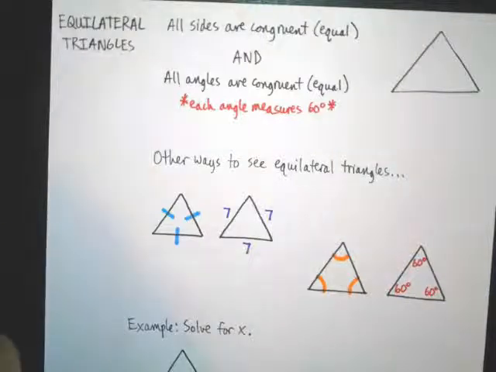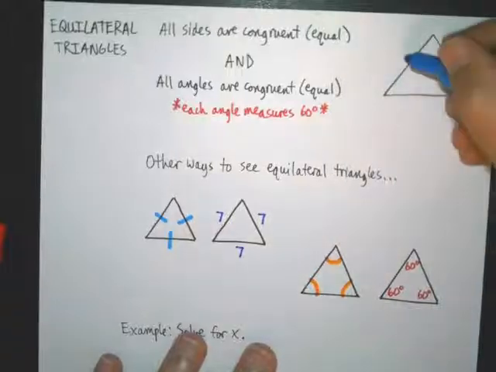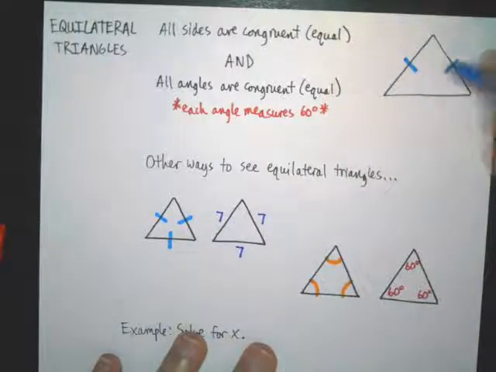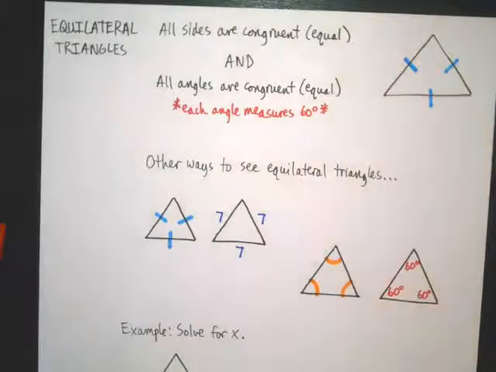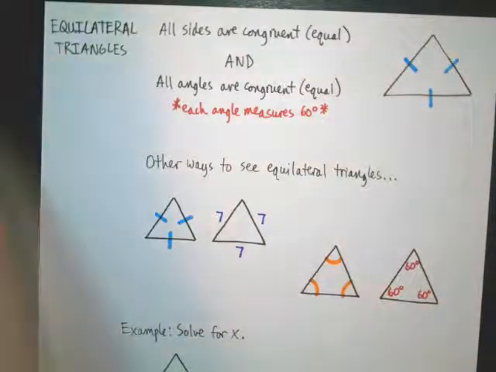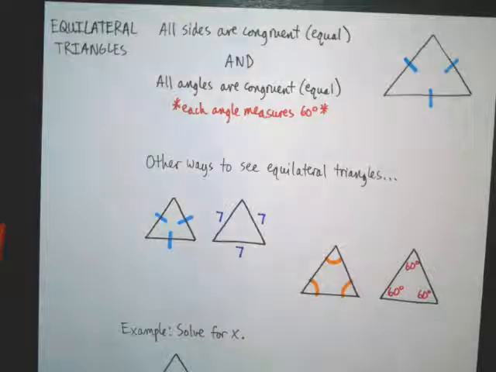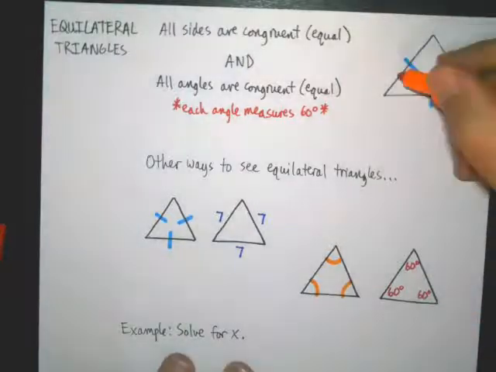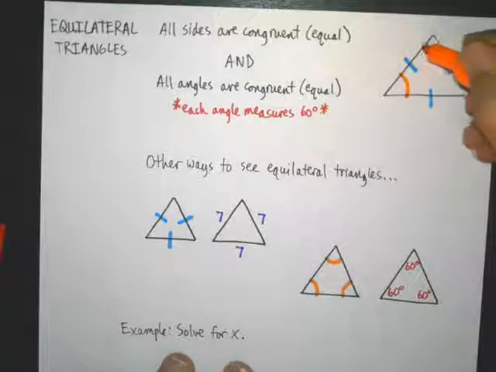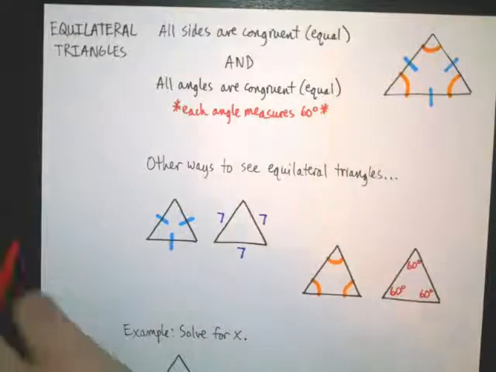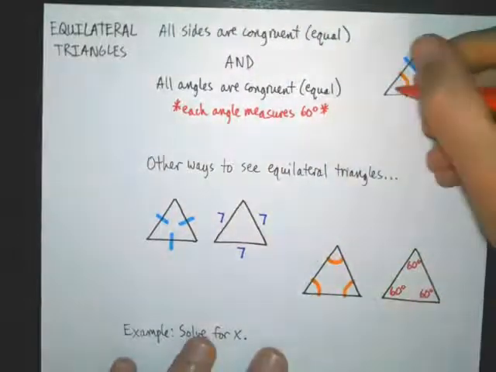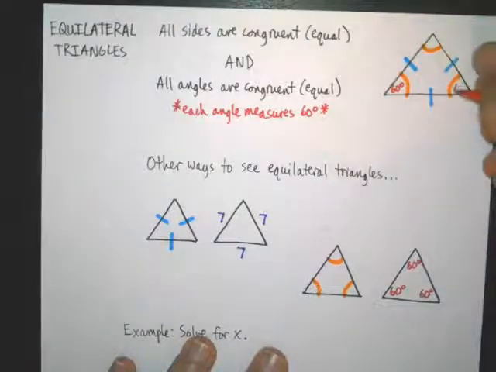So, on the picture of the equilateral triangle that we have, I'm going to put 3 tick marks so that we've got the congruent sides, and I am going to put a curve on each angle to show that each angle measures 60 degrees.